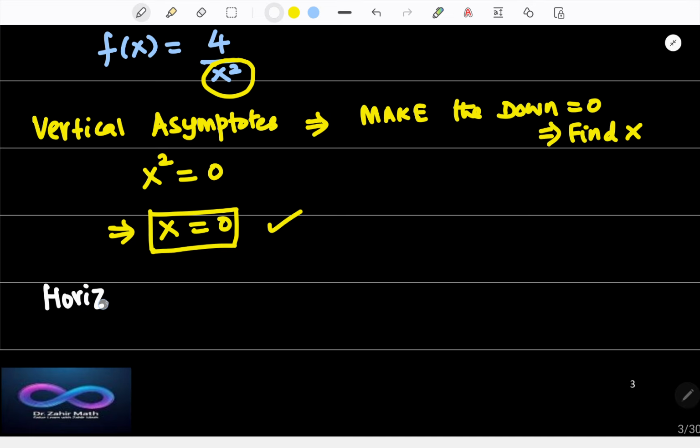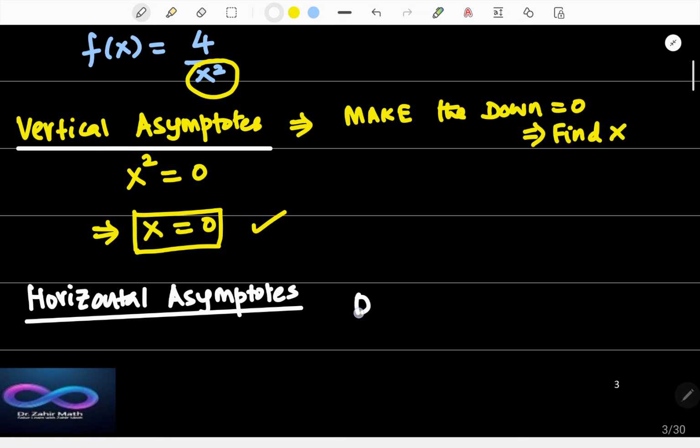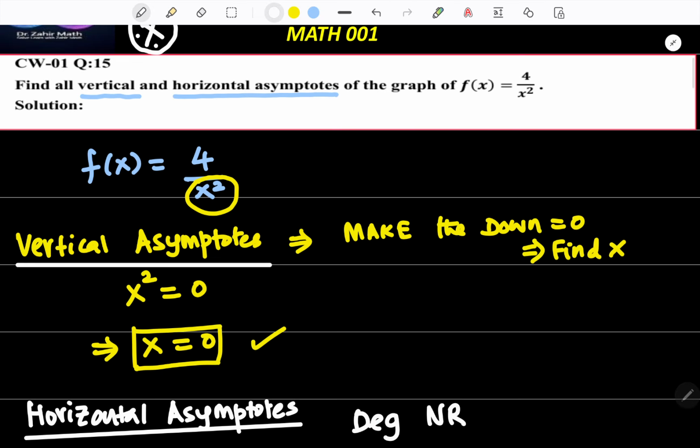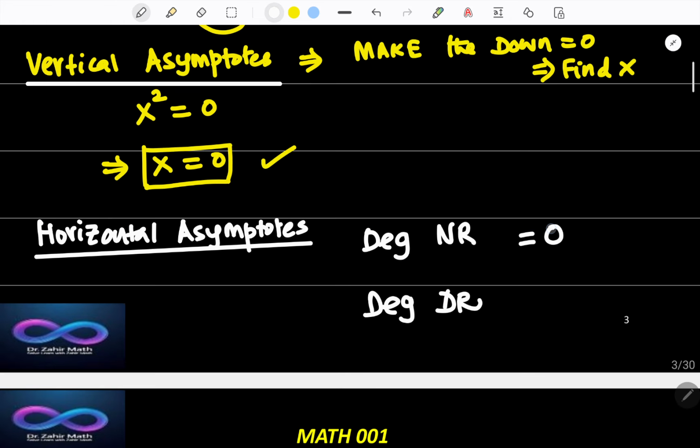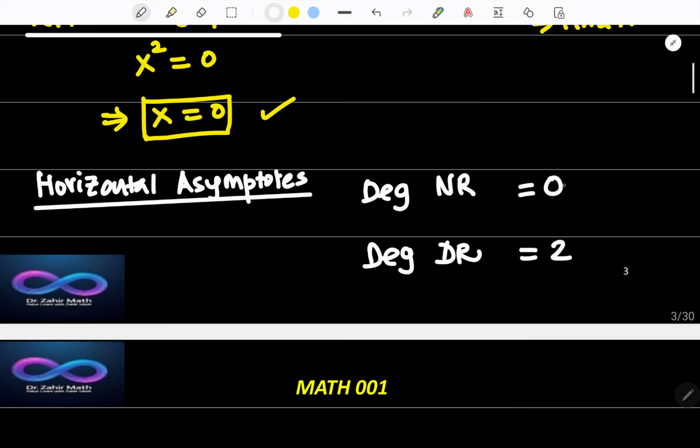And what is the horizontal asymptote? For the horizontal asymptote, we have three rules, all based on degree. So what is the degree in the numerator, and what is the degree in the denominator? Degree means highest power. What is the highest power here? 0. So the degree in the numerator is 0. What is the degree in the denominator? It is 2. So 0 and 2.